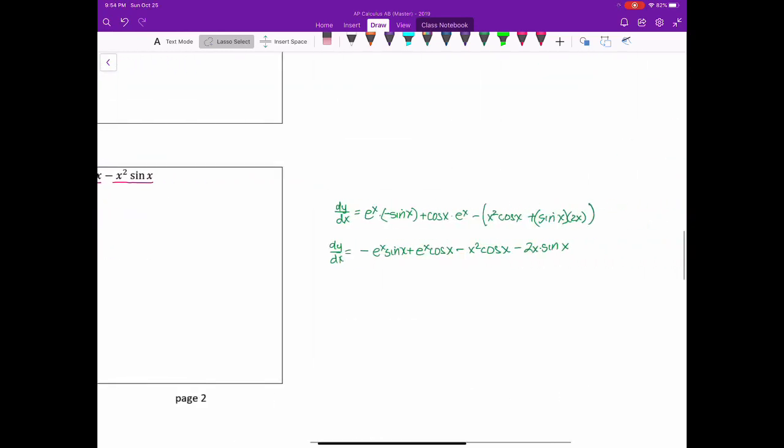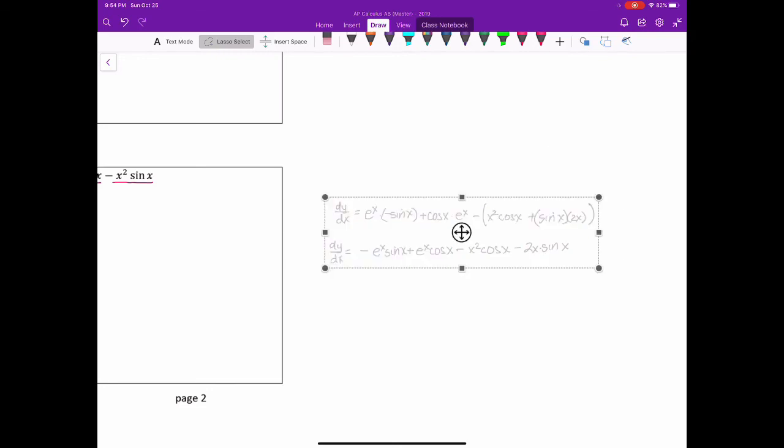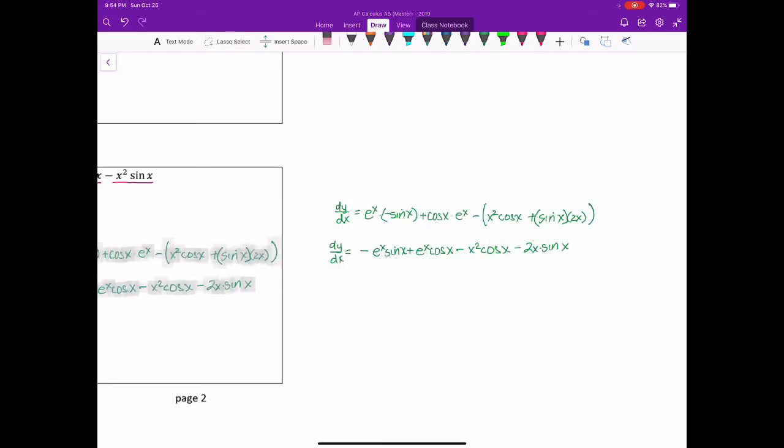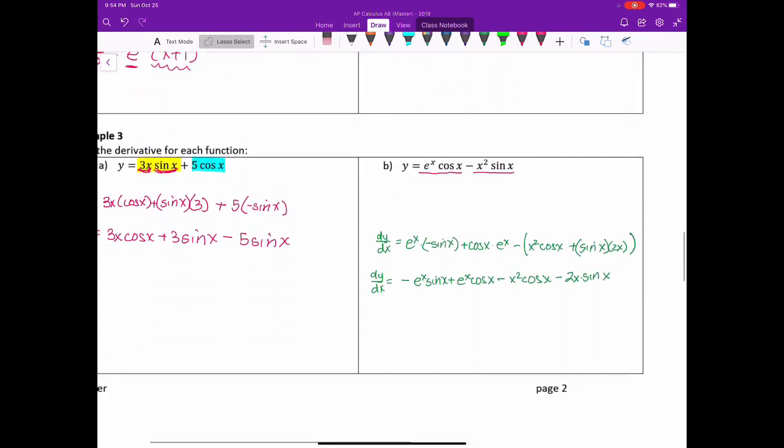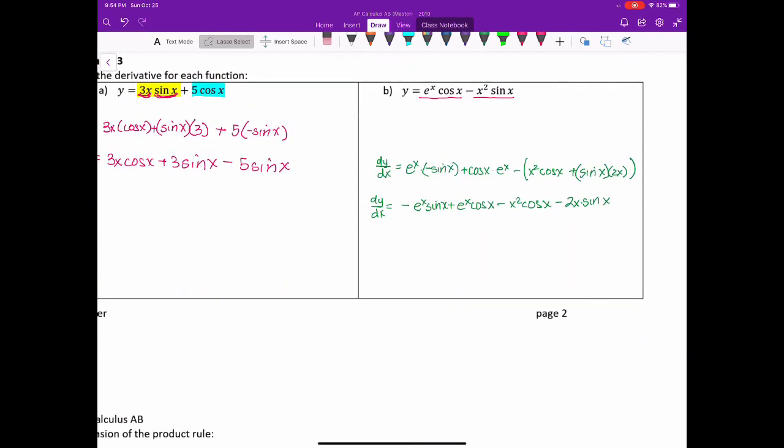Still learning how to use this. So let's see here. So this is what I'm getting. Sorry about this, it jumps around. This is what I'm getting for part B of example 3.